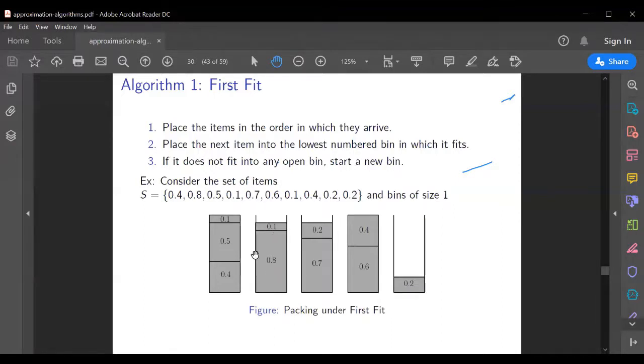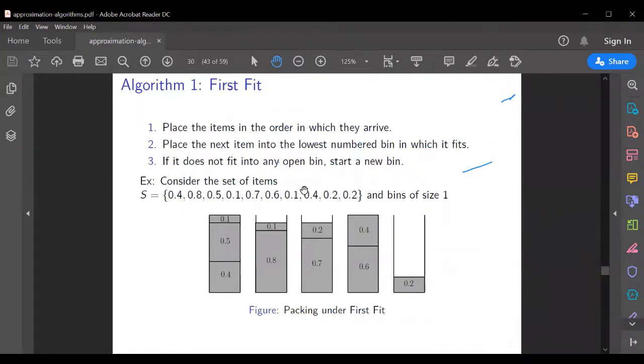0.7 cannot be accommodated in the second bin because it can contain maximum 1. That means you are left with only 0.2, so we put it in the third bin. Now the next item is 0.6. It cannot fit here, it cannot fit here, and this cannot contain that also. So I have to come here and put it in this.